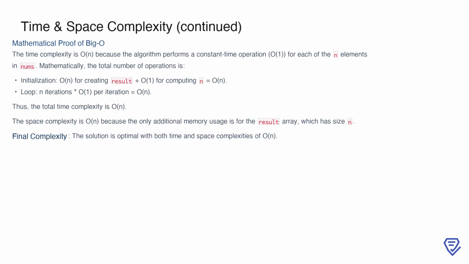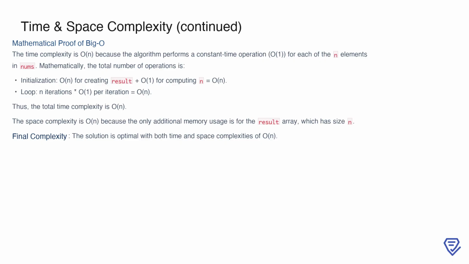To mathematically verify the big O complexity, consider that the algorithm performs constant time operations, O(1), for each of the n elements in the input array. The initialization phase includes creating the result array, which takes O(n), and computing n, which is O(1). These steps combine to O(n).